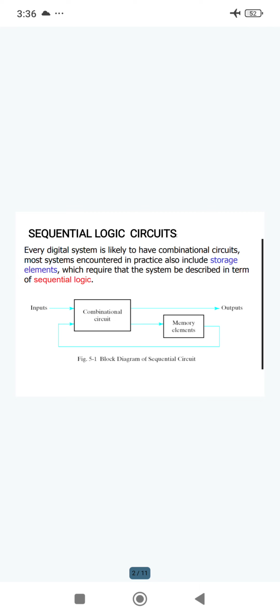sequential circuit. Every digital system has a combinational circuit. Most systems encountered in practice also include storage elements, which requires that the system be described in terms of sequential logic. The memory elements are connected to the combinational circuit as a feedback path. So the connection between the memory element and the combinational circuit is called a feedback path. The information stored in the memory element at any time defines the present state of the sequential circuit.